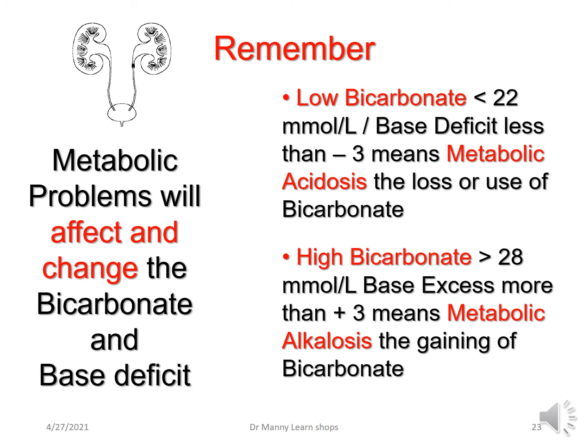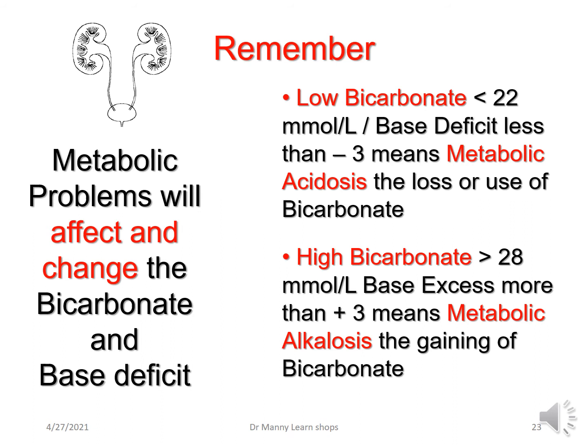Remember, when we talk about metabolic problems, they will affect and change the bicarbonate and the base deficit. They work together. So a low bicarbonate of less than 22 millimoles per litre means that you have a base deficit of less than -3. And this will indicate a metabolic acidosis, either due to the loss or use of bicarbonate. Your body's using it to fight an increase in acid somewhere in your body.